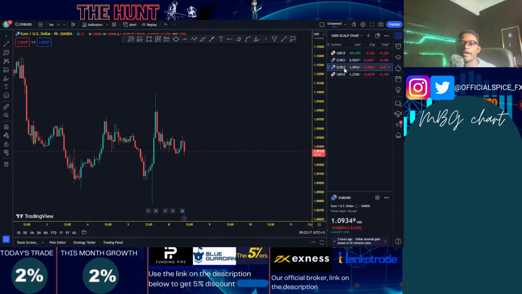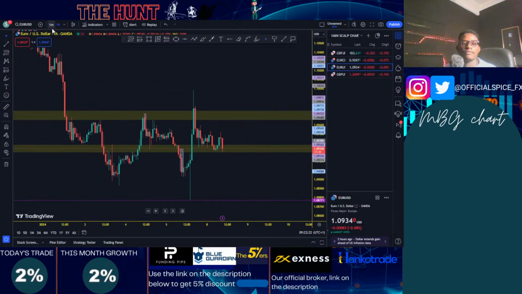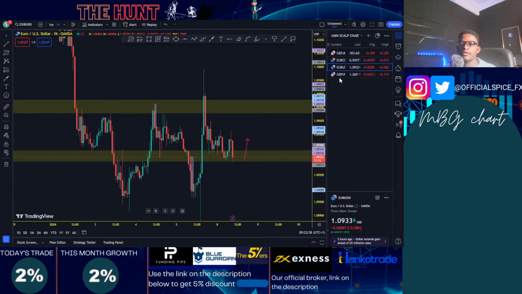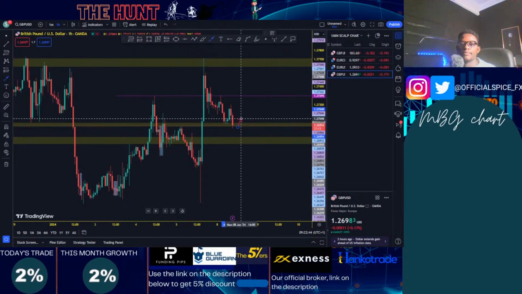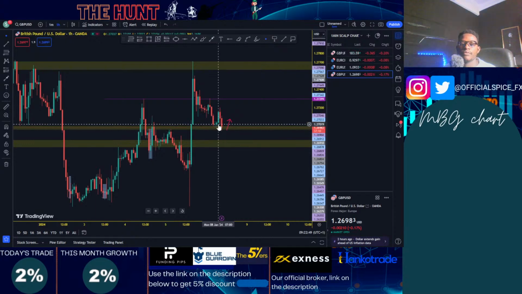Okay, so I have Euro USD and GBP USD at our key level right now. So that'll be a perfect time to start looking for buys. I'm looking for buys right here because price is at our key level. Potential buys right here, and on GBP USD as well, potential buys right here. These are the two key levels I'm going to be looking at.